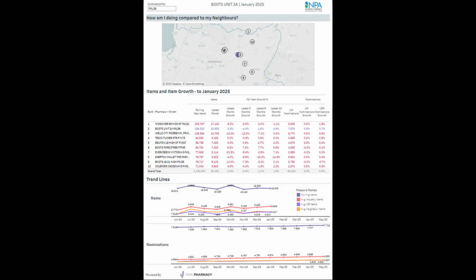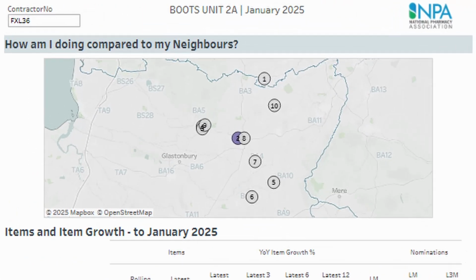The pharmacy performance page helps you understand how your pharmacy is performing compared to others in your local area. Firstly, a map displays your pharmacy's location relative to the other 10 closest pharmacies in your area. This allows you to quickly visualize the relative distance between you and local competitors. Each pharmacy is listed and ranked by the total number of prescription items dispensed over the past rolling year.